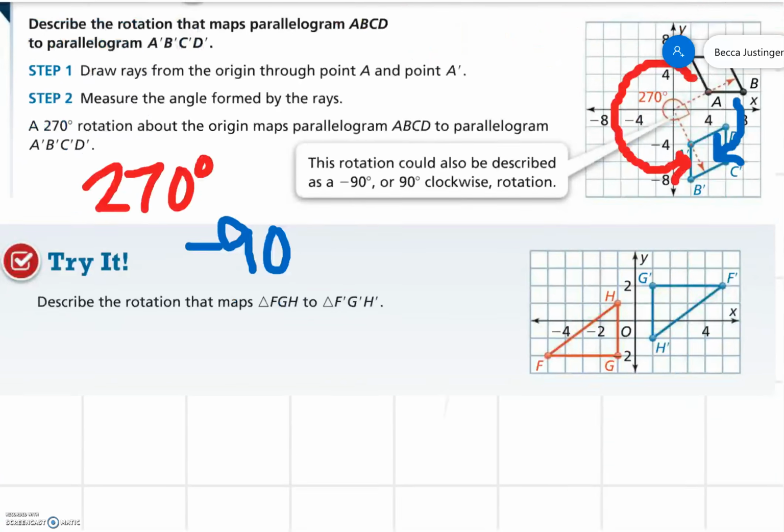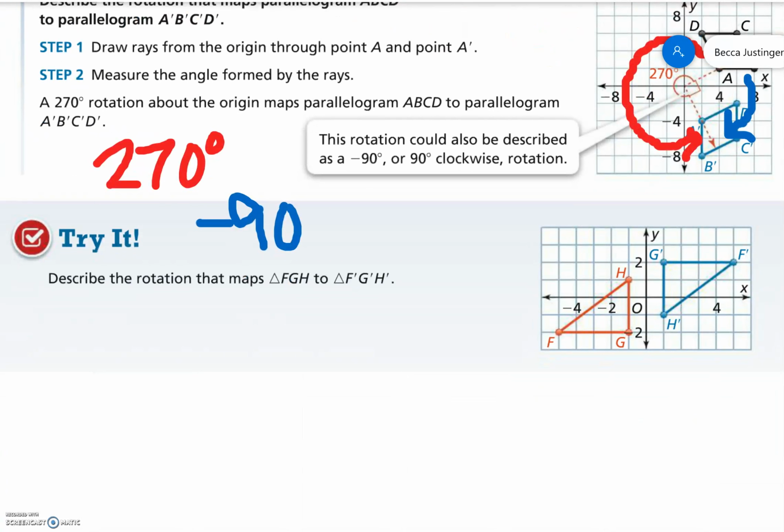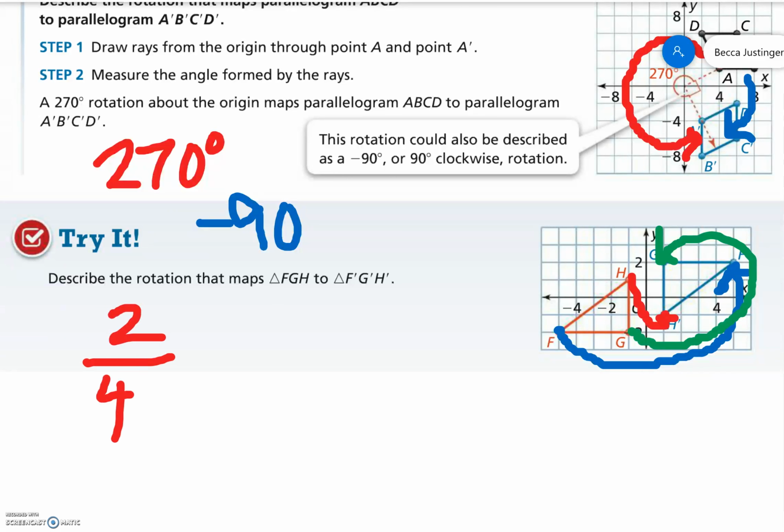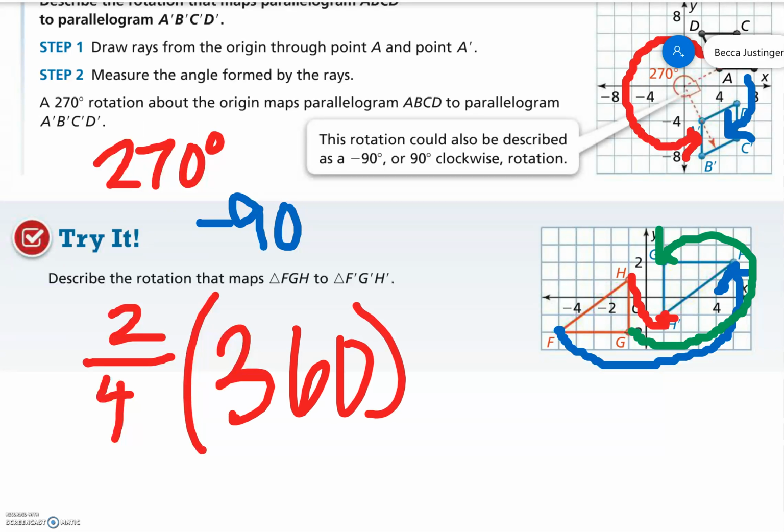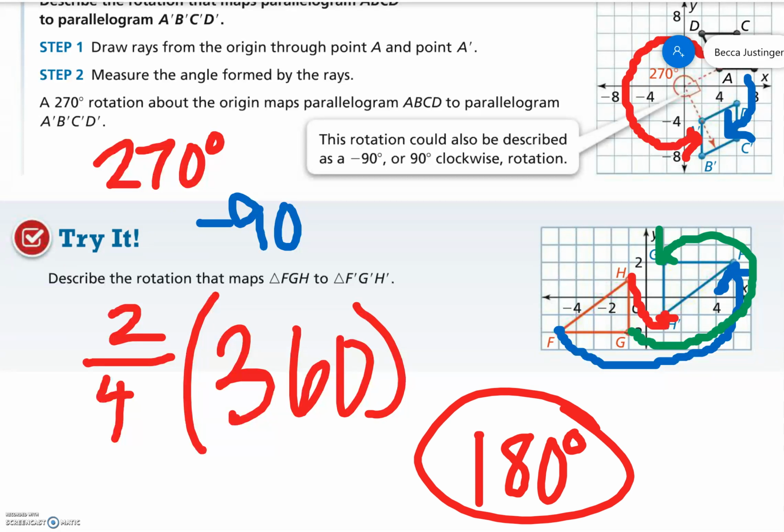Describe a rotation that maps FGH onto F prime, G prime, H prime. So I want F to go 1/4, 2/4. Same thing, we can try that, show that with G. I go through one quadrant, two quadrants. And H, to get there, I go through one quadrant, two quadrants. So if I'm going through 2 out of the 4 quadrants, I can multiply 2 out of 4 by 360. Or you could know that that's 1/2 of 360, which is a 180-degree rotation. Every quadrant is worth 90 degrees.